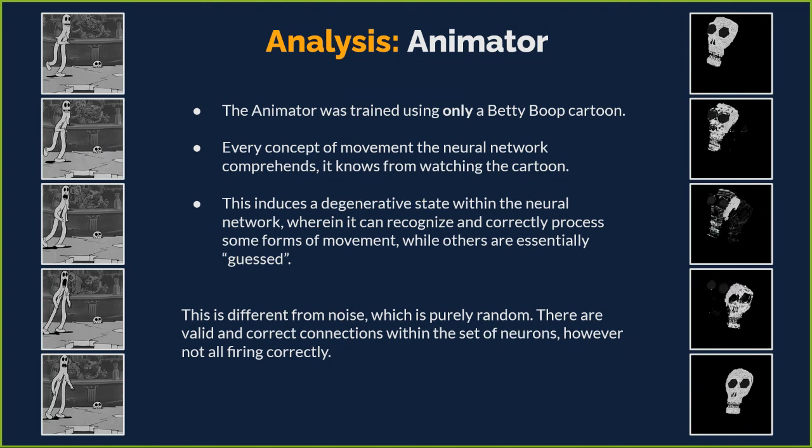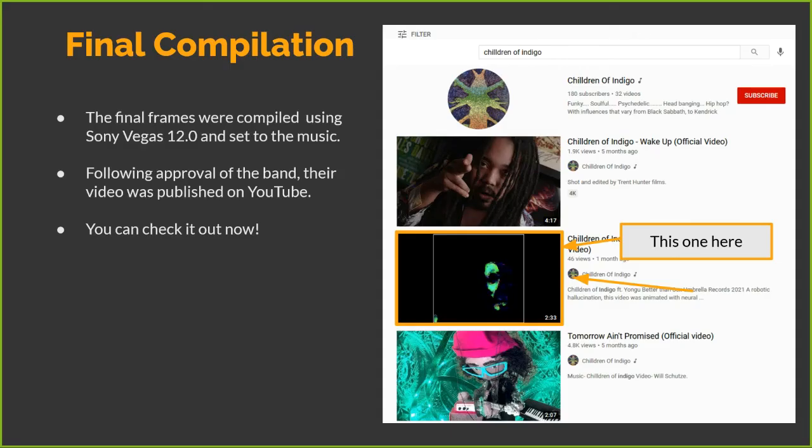So again, I want to contrast this with pure noise, which is just random. Here, there is a valid pattern and a valid structure, and as such, there are correct connections within the set of neurons operating within the network. It's just that not all of them are firing correctly, and not all of them learned all of the patterns that were necessary to animate in every single instance that we could possibly throw at it.